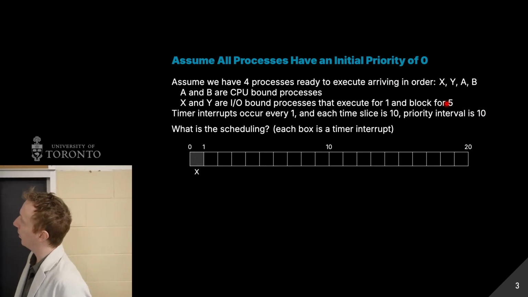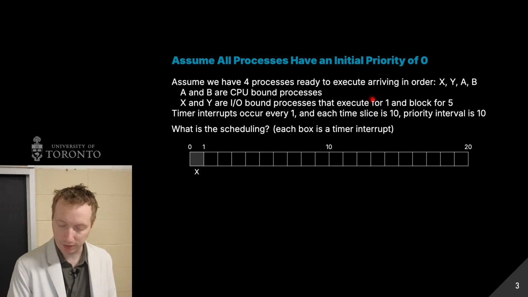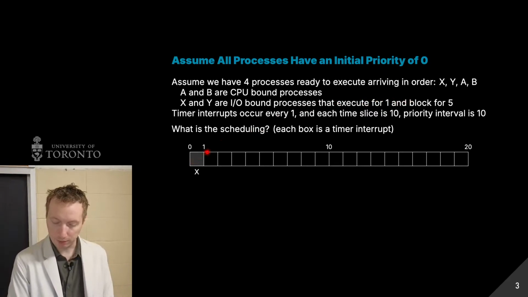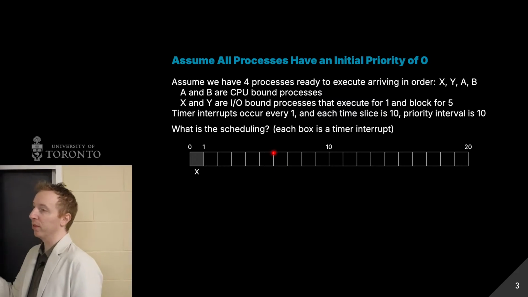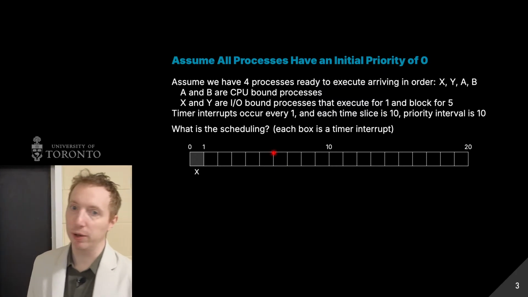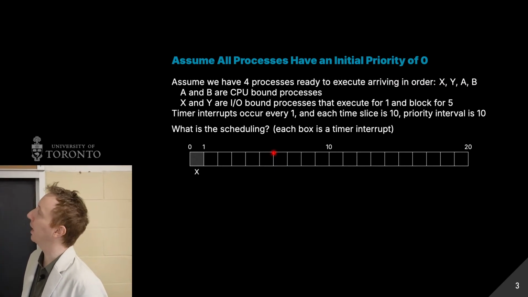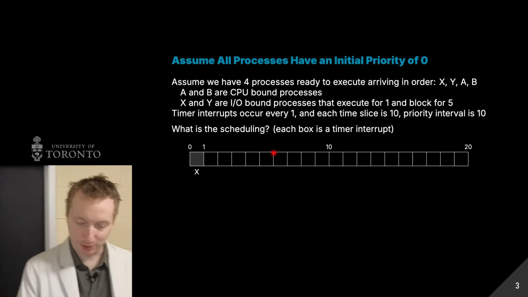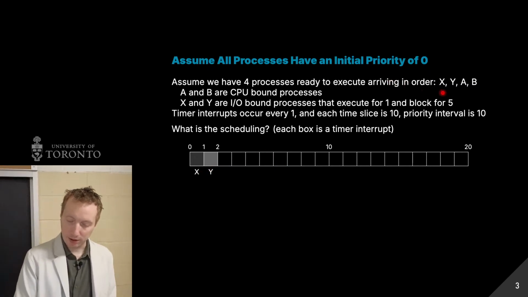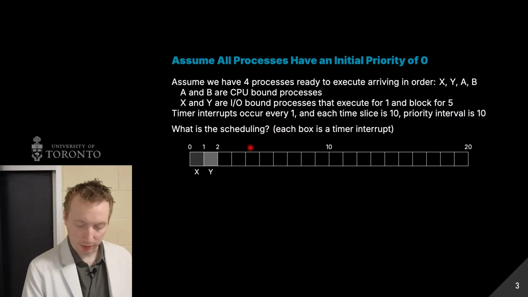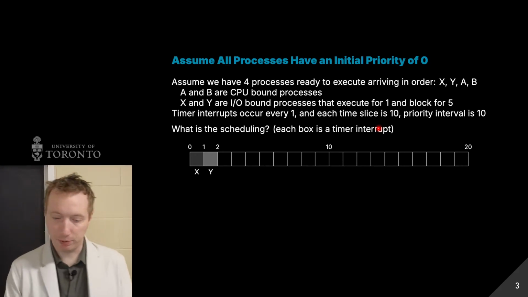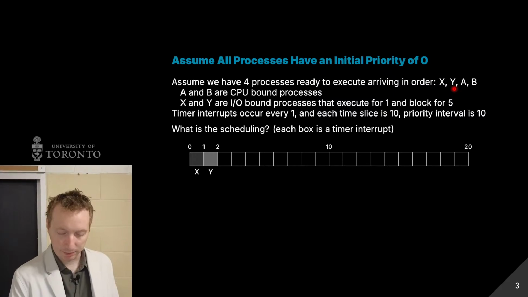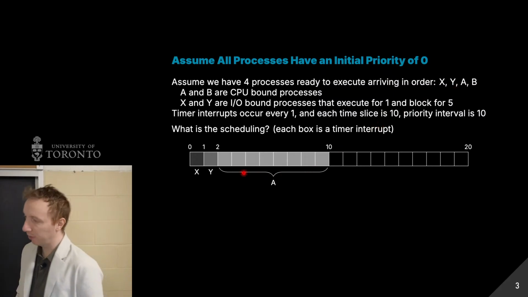So X, we would execute for 1 time unit, but it is one of these IO-bound processes, so it will execute for 1 time unit and block for 5. It's done executing with its 1 time unit, and then it's blocked for 1, 2, 3, 4, 5. So it won't come back until 6. We have to pick something else to execute. What are we going to pick next if we can't pick X? Y, right? It's the next in order. So we would pick Y. It's one of these blocking processes again, so it executes for 1 time unit, and then it's blocked for 5. Now we can only pick between A and B, so we would pick A. We would pick A for the rest of the time.